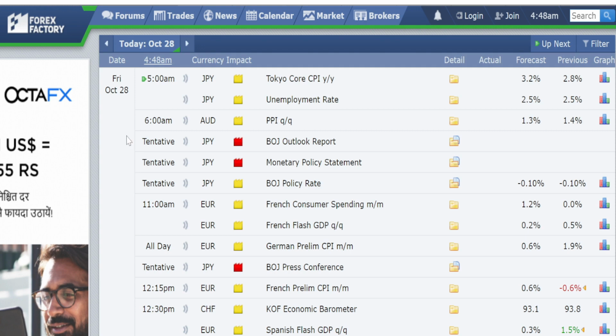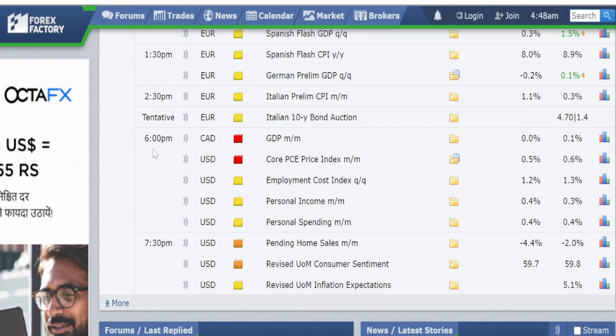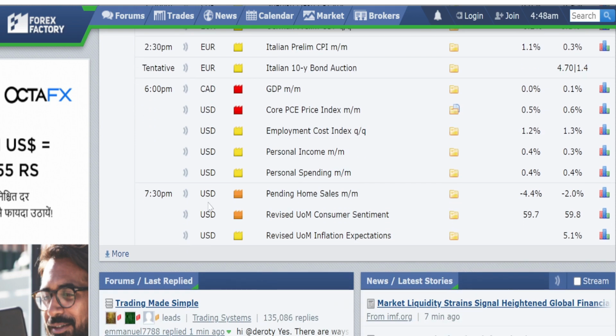And when we look at the economic events plan for today, Friday, October 28th, we have tentative high impact news plan for Japanese yen related currency pairs at 6 AM. Then we have high impact news plan for Canadian dollar related currency pairs at 6 PM. And at 7:30 PM we have medium impact news plan for US dollar related currency pairs.